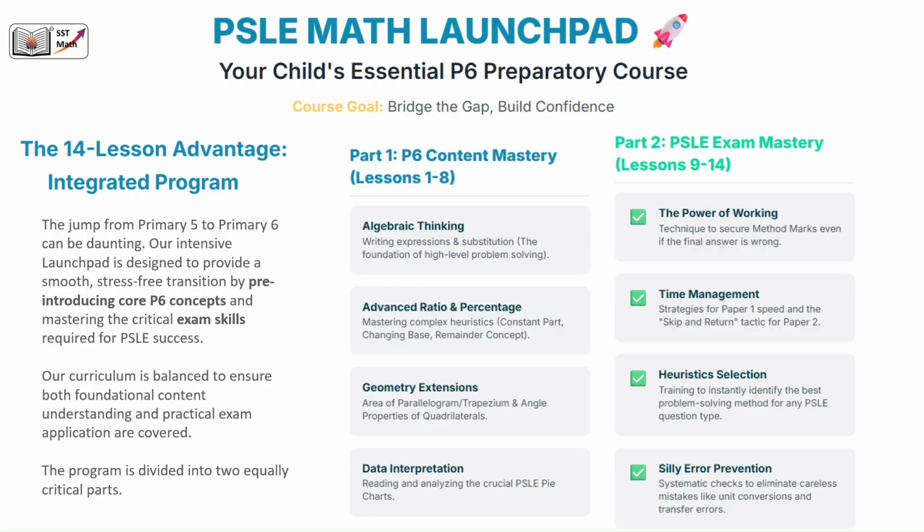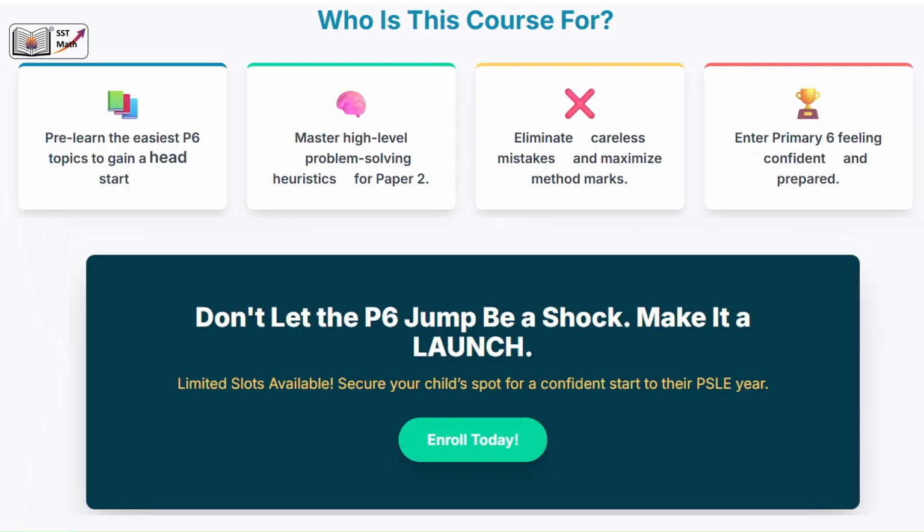Now, part 2 of the program has been specially highlighted by parents and teachers to be highly beneficial to the student in their PSLE preparation and also in their grade improvement. For students who have gone through this program, they have a head start in primary 6 because they pre-learn the key fundamental concepts ahead of the others. And it also gives them more time in their learning and also preparation for their exam.